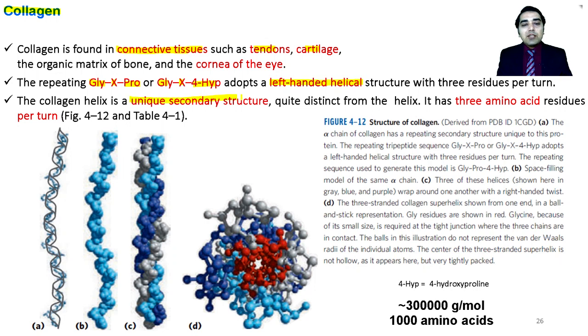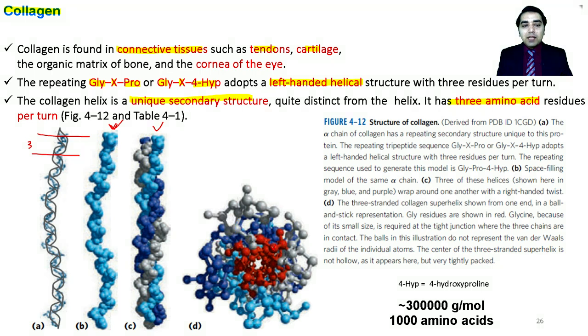Collagen has a unique structure containing 3 amino acids in one complete turn. For example, this is one complete turn. This contains not 3.6, but only 3 amino acids. This is the space-filling model of one helix of the collagen molecule. Three such helices are coiled together to make a tight junction and form one molecule of collagen. From a top view, these red amino acids are the glycine amino acids.